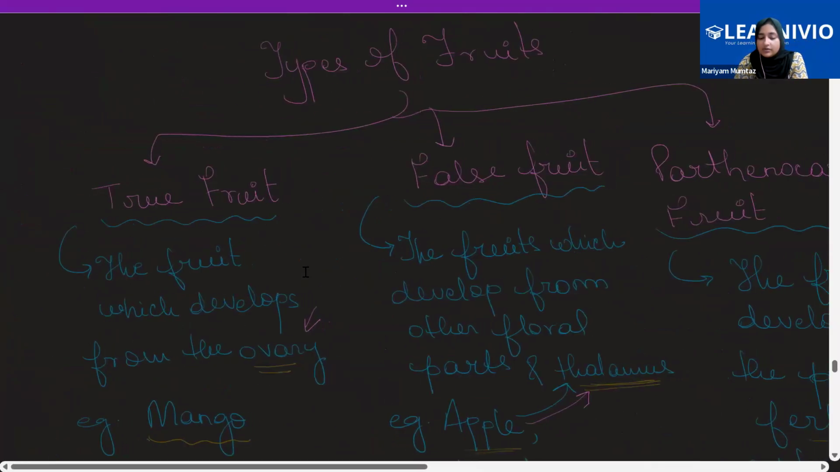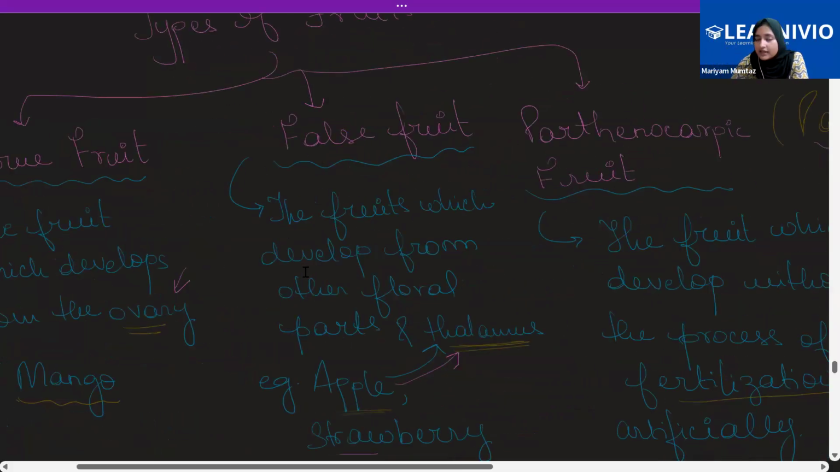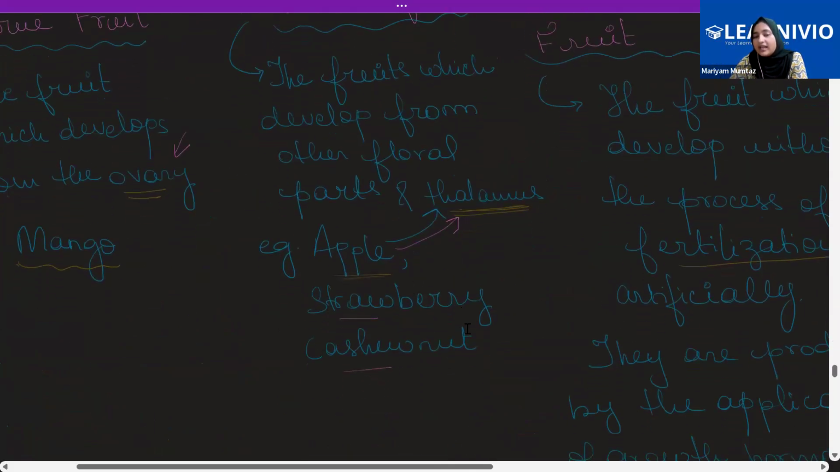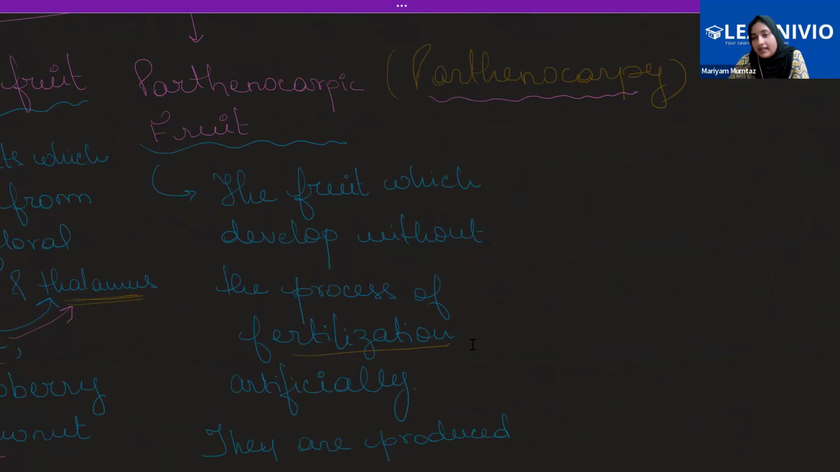Now, you know that fruits normally develop from the ovary. All those fruits that develop from ovaries are called true fruits. They are the real fruits, such as mango. Second, if the fruit develops from parts other than the ovary, like the thalamus, that is a false fruit. It's not developing from the ovary, but it is a fruit, such as apple, strawberry, cashew. And then comes the parthenocarpic fruit, wherein the fruit develops without fertilization.